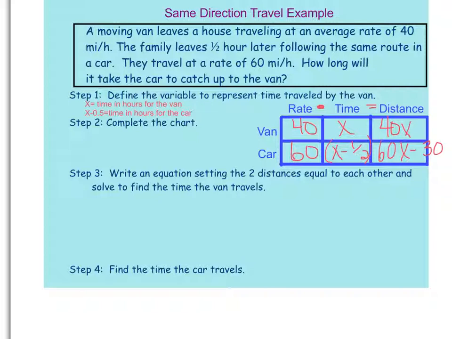And now is when we set up our equation, and this is when it's important to think of this problem as a catch-up problem. And in step 3, when we write the equation, we set these two distances equal to each other. So they're not adding up to some total amount, they're equal to each other.